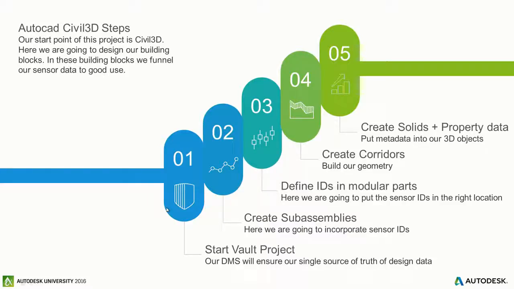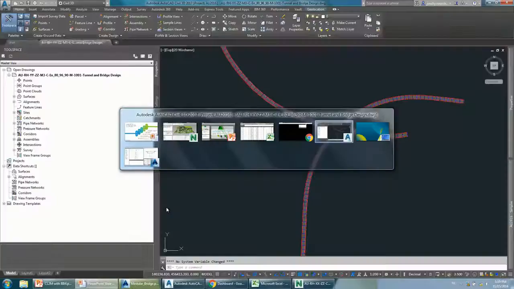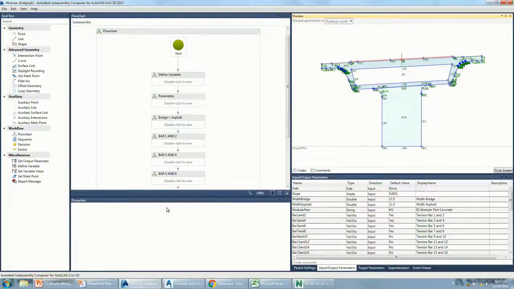So our first step is to create a subassembly. You could do this in Civil itself with standard subassemblies, but if you want to go advanced, then you need the Subassembly Composer, obviously. I started to make a modular bridge. So I have my bridge parts, I added them here, and here I can build everything I want.